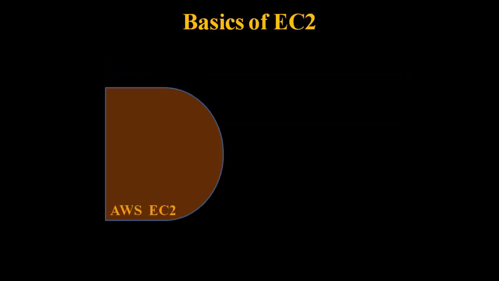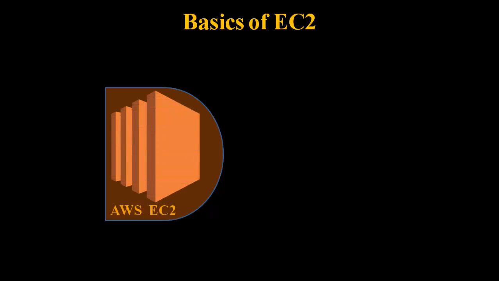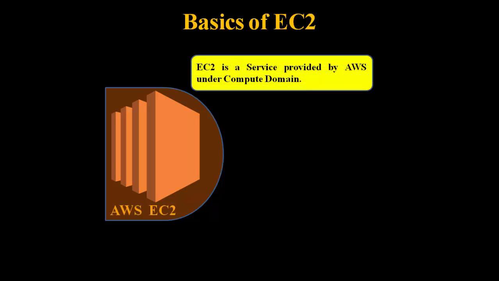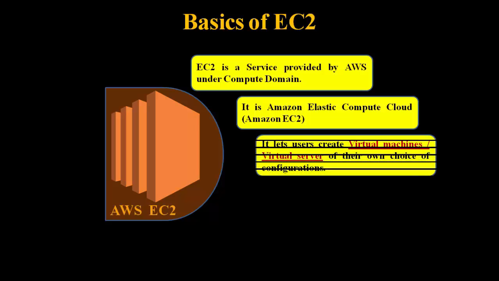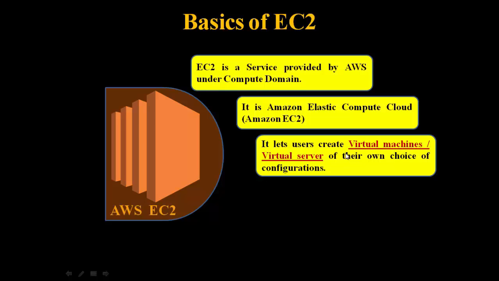As we discussed, EC2 is a service provided by AWS and it is available in the compute domain. By using EC2 we can create a virtual machine on cloud. The full form of EC2 is Amazon Elastic Compute Cloud. As I said, what is the use of EC2? It is a service provided by AWS, and using this EC2 we can create a virtual machine or virtual server on Amazon cloud, and we can create it as per our own choice of configuration.